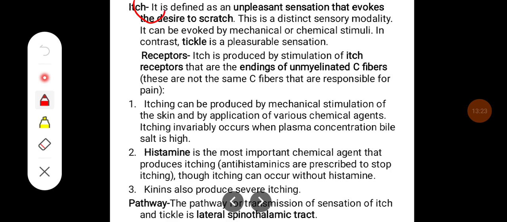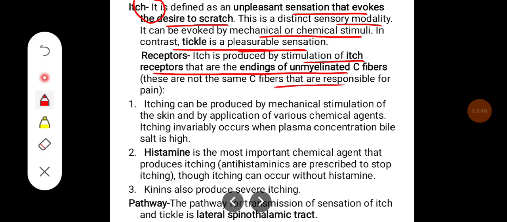Itch is defined as an unpleasant sensation that evokes the desire to scratch. This is a distinct sensory modality. It can be evoked by mechanical or chemical stimuli. In contrast, tickle is a pleasurable sensation. Itch is produced by stimulation of the itch receptors that are endings of unmyelinated C fibers. These are not the same as the C fibers that are responsible for pain.